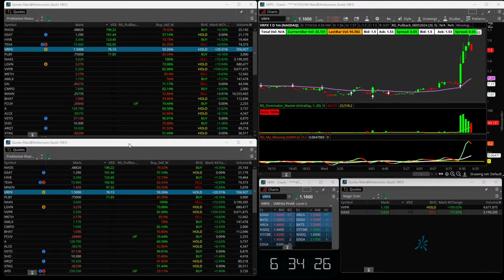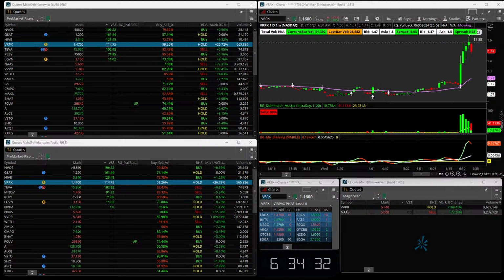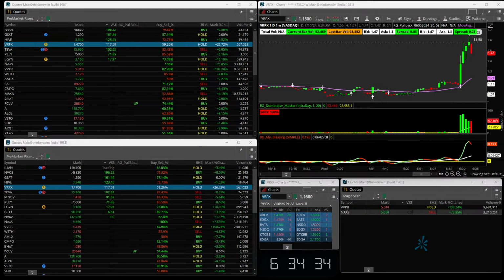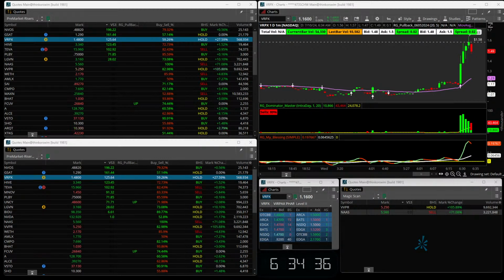Pulling back slightly now. This could be a pullback play. I'm not going to say it's going to give us a pullback because it's a cheaper stock. Sometimes they just don't respond like the better price stocks around $2 to $6 to $10 to $20, etc.